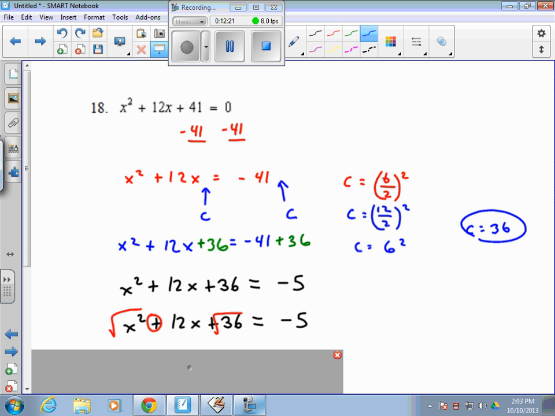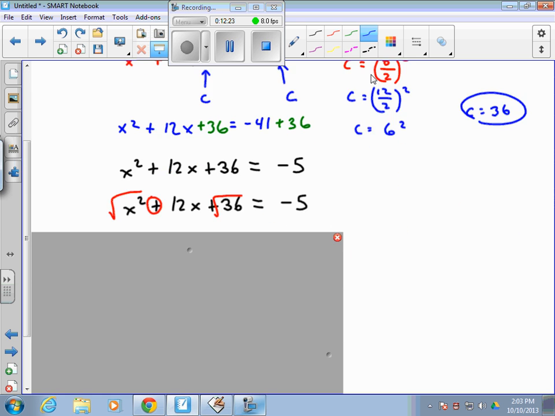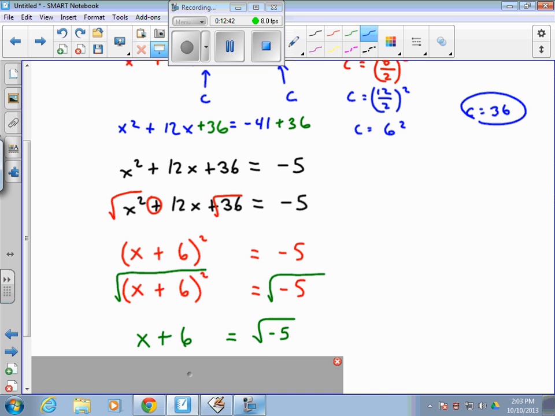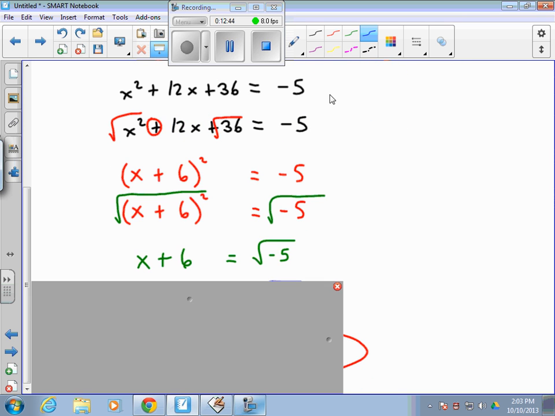That means you can take the square root of the first one, x squared, and it leaves you with x. And you could take the square root of the third one, 36, and it's 6. The sign before 12x, it's plus, so between x and 6, you're going to put plus and squared. So the binomial x plus 6 squared is equal to negative 5. In order to get rid of squaring something like x plus 6, you take the square root of it. You have to do likewise to the right and take the square root of negative 5.